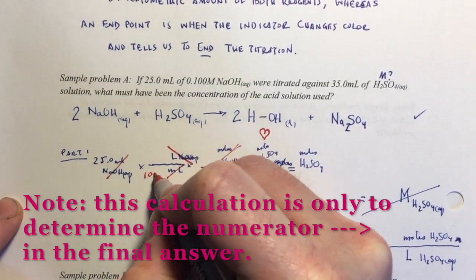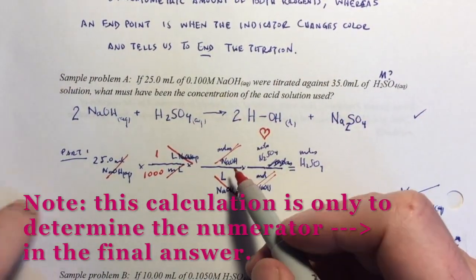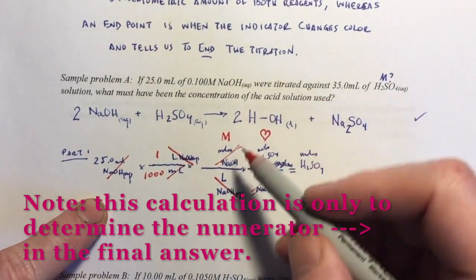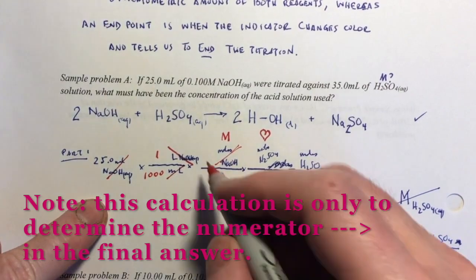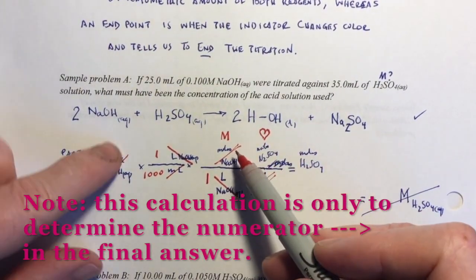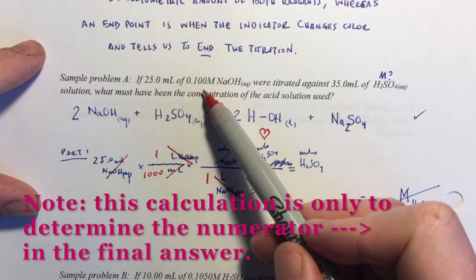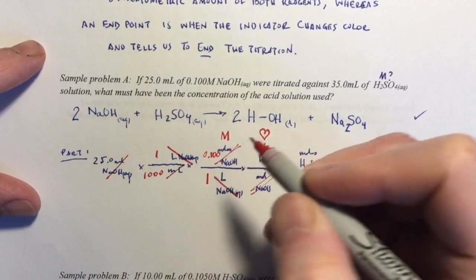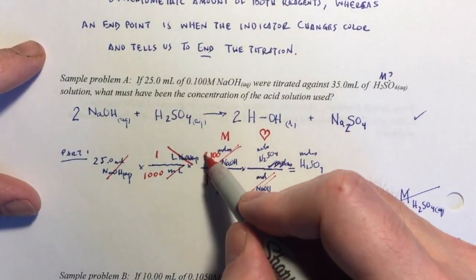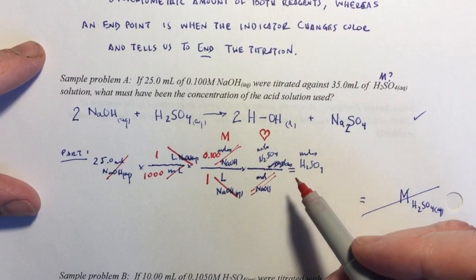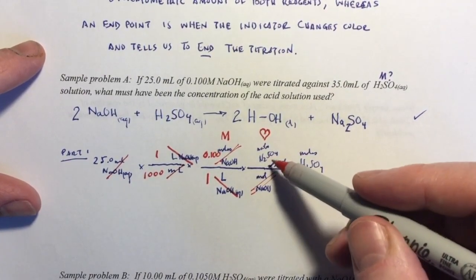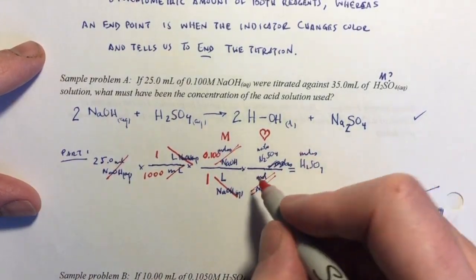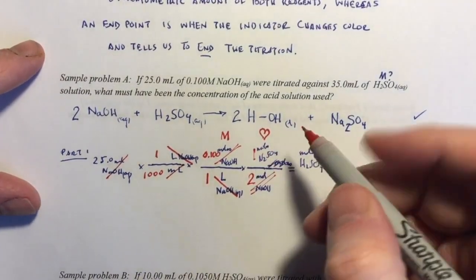We know I have 1,000 milliliters to 1 liter. This is a molarity conversion right here, right? How many moles per liter? It's moles per 1 liter. The molarity is 0.100 moles per 1 liter, okay? And then I have my mole to mole ratio, which I'm going to get right up here from these coefficients. 2 moles of the base to 1 mole of the acid.